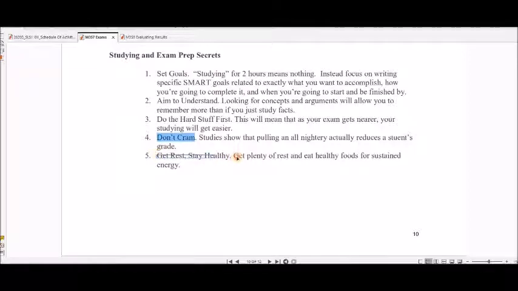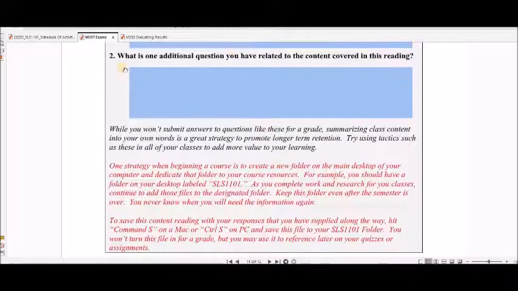And then get rest, stay healthy, stay hydrated, eat well, okay? All right, that ends this. We're gonna jump over to the next thing real fast.